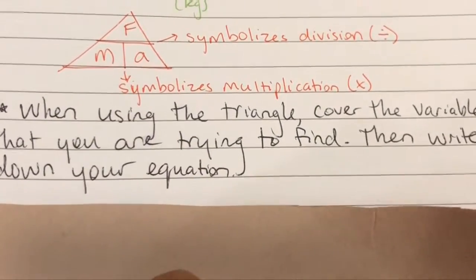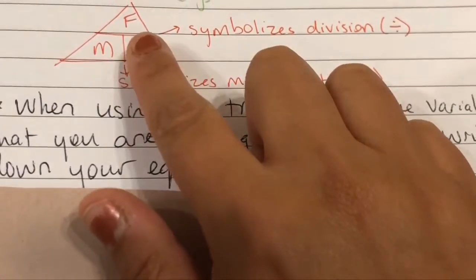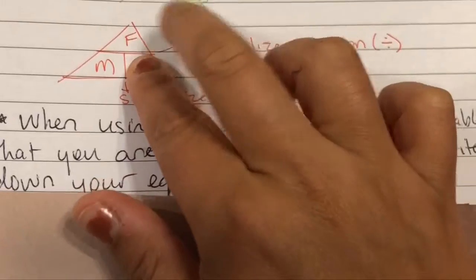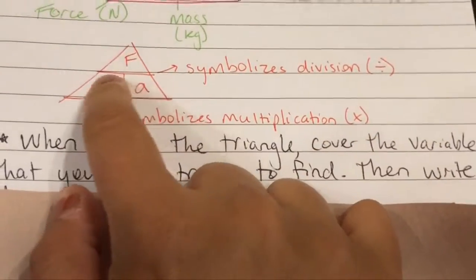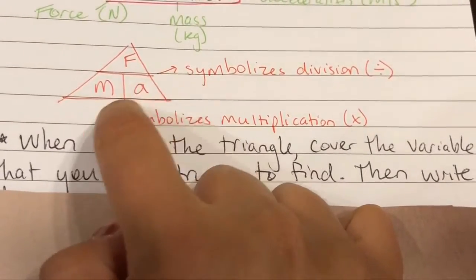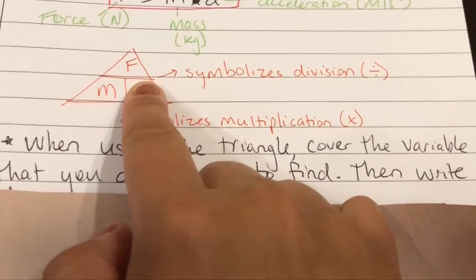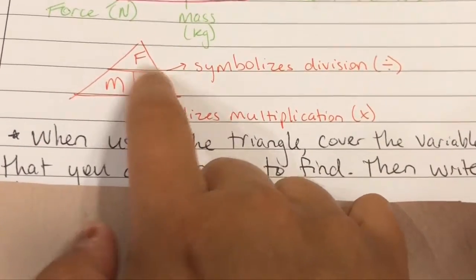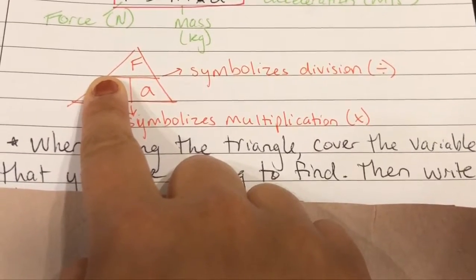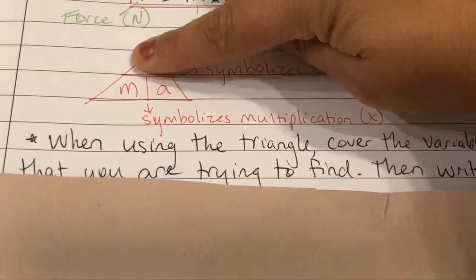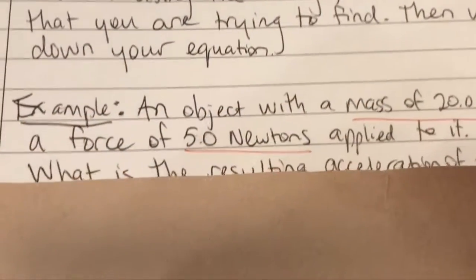So for example, in today's lesson, we are going to try and find acceleration. To find acceleration, I cover the A, and then I can see that it's going to be force divided by mass. So this horizontal line here represents division, and the vertical line represents multiplication. Okay, so acceleration is equal to force divided by mass. If I want to find mass, it's equal to force divided by acceleration. Okay, and if I want to find force, it is mass times acceleration. So we're going to do an example.